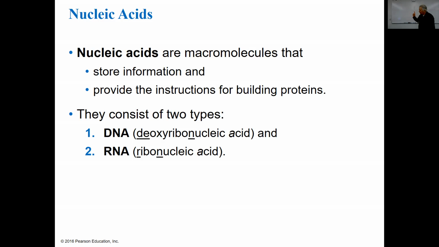Now we're going to go to the last macromolecule, or large molecules of living things, nucleic acids. Macromolecules that store information and provide the instructions for building proteins. So they're informational macromolecules. And they are polymers also, polymers of things called nucleotides, which we're going to see in a moment. And there's two types, DNA and RNA. DNA stands for deoxyribonucleic acid, and RNA stands for ribonucleic acid. And they have different structures and different functions.